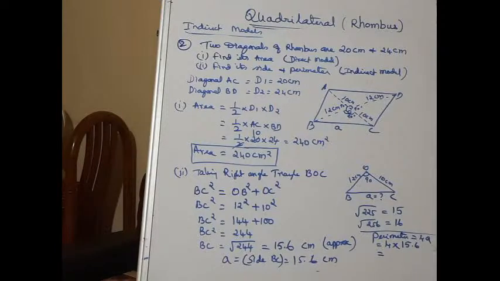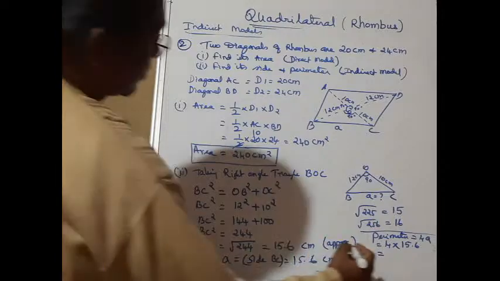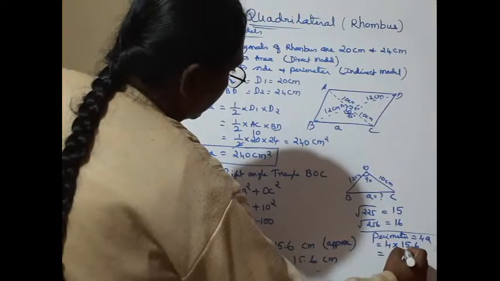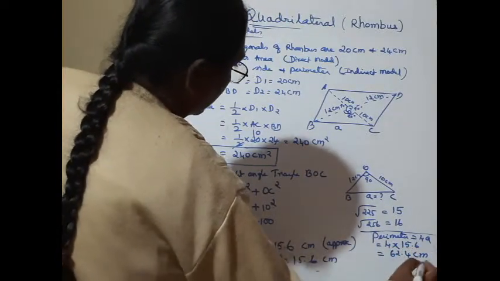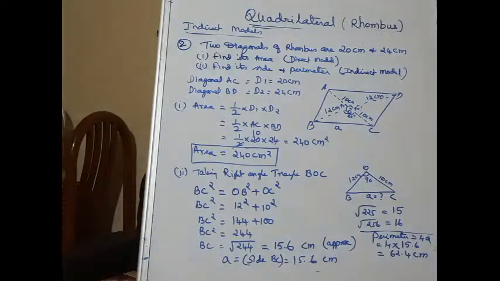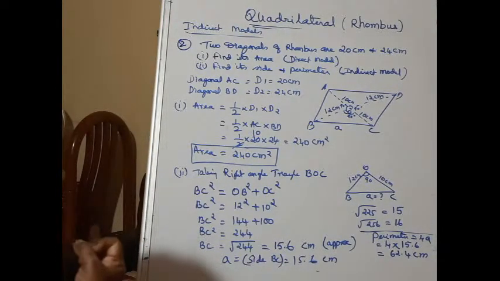So this finishes rhombus. First of all, you must know what a rhombus is. All four sides are equal, but it is a little complicated. The diagonals cut each other: AO equals OC and OB equals OD, and the diagonals cut at 90 degrees. This is the answer, that's all.